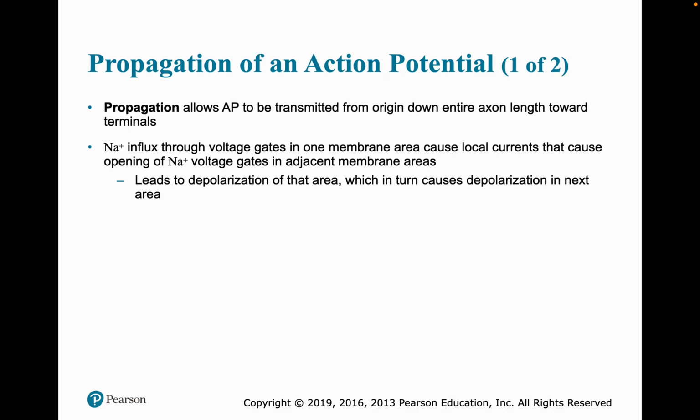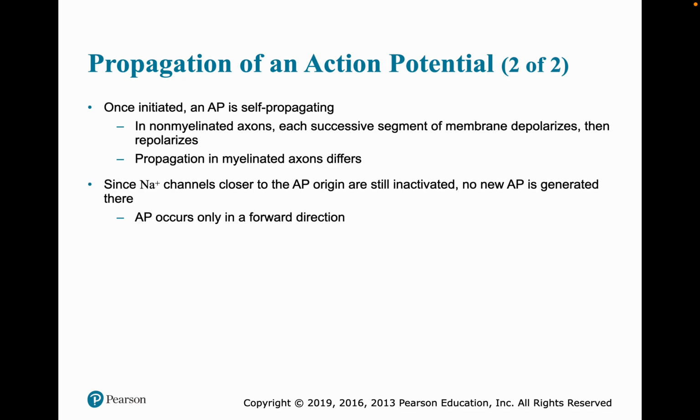That propagation allows the action potential to be transmitted from where it originates down the entire axon length towards the terminals. So sodium influx through voltage-gated channels in one membrane area causes local currents that cause opening of sodium voltage-gated channels in adjacent areas. That leads to depolarization of that area, which in turn causes depolarization in the next area. So once it's initiated, an action potential can be thought of as self-propagating.